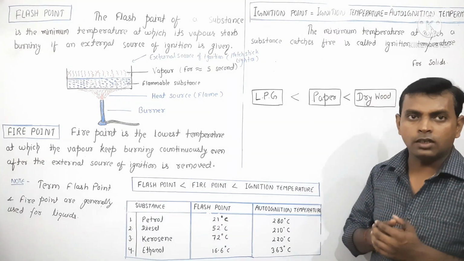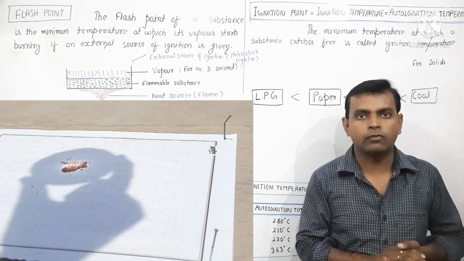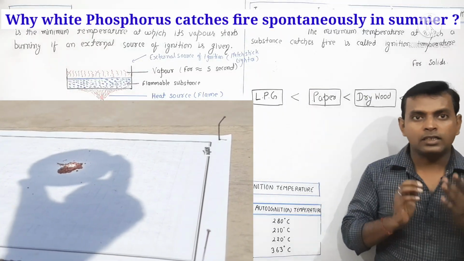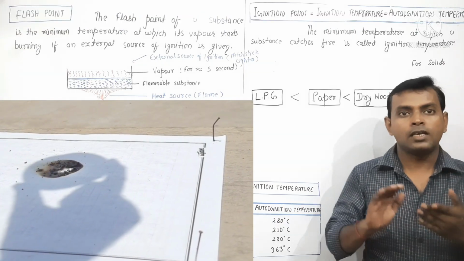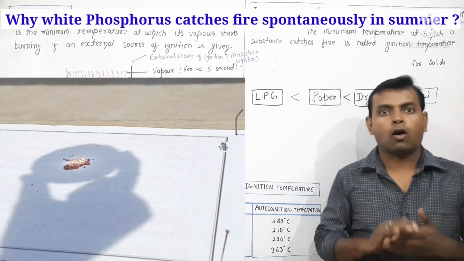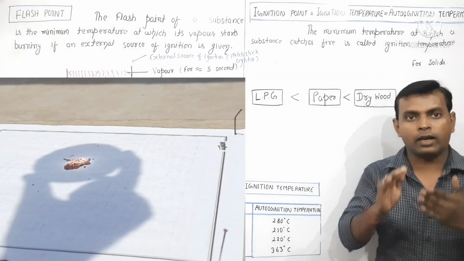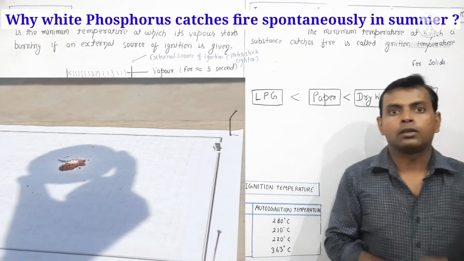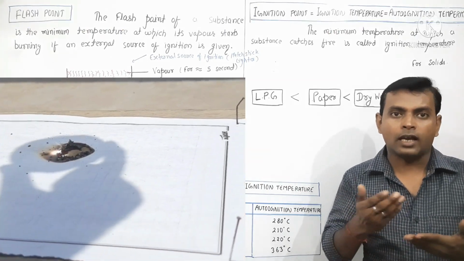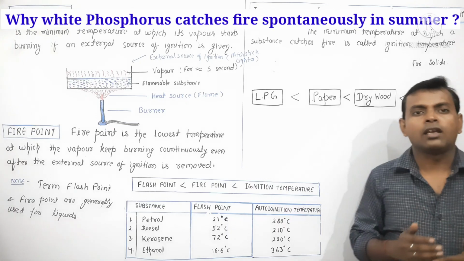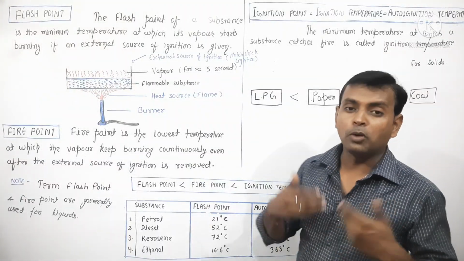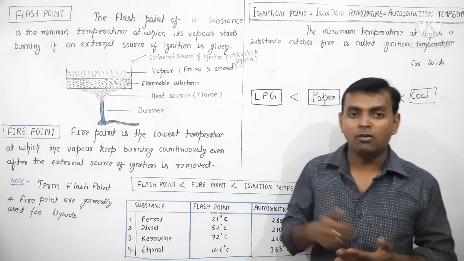Now today's next question is, why does white phosphorus catch fire spontaneously? Students must know that the ignition temperature of white phosphorus is 35 degrees Celsius. So during summer, room temperature also increases up to 35 degrees Celsius or more. So this phosphorus reaches its ignition temperature and catches fire spontaneously even at room temperature. Students, I hope you understand these topics in a simple way.